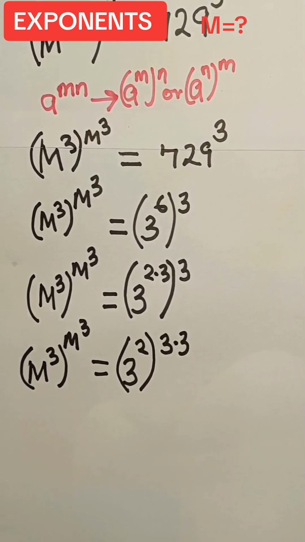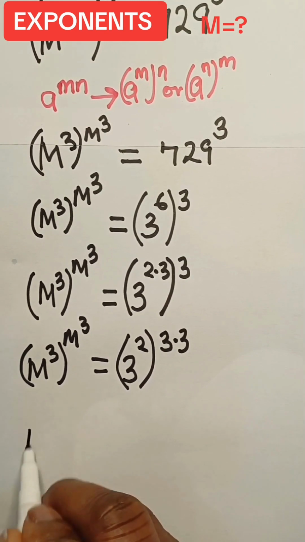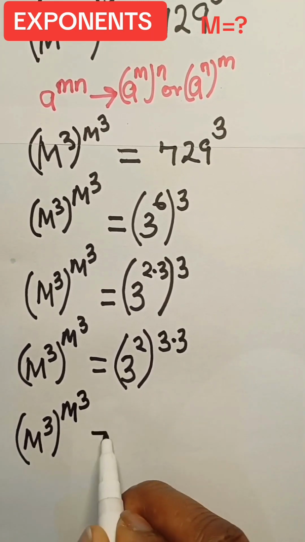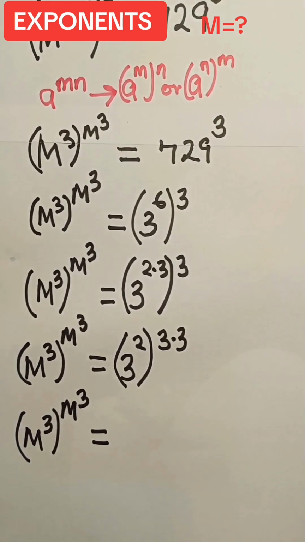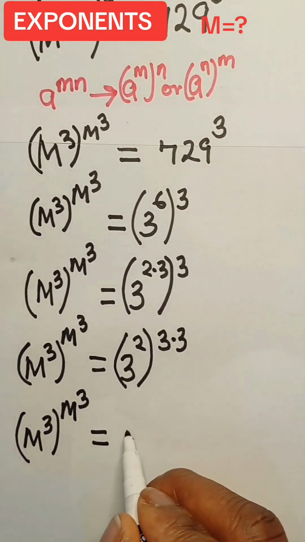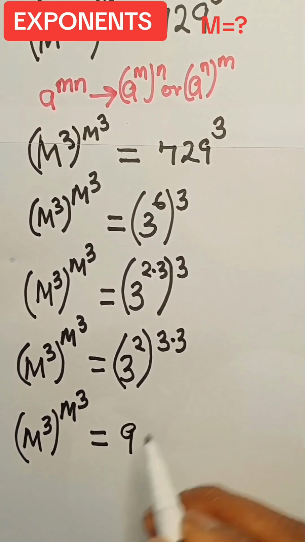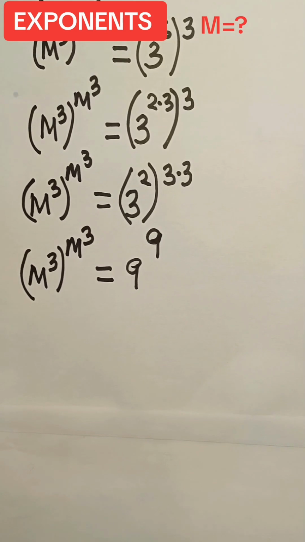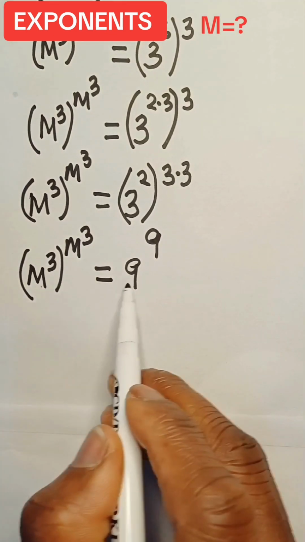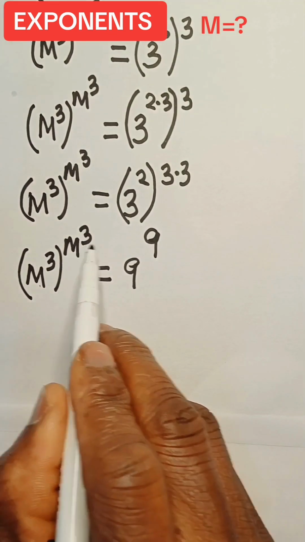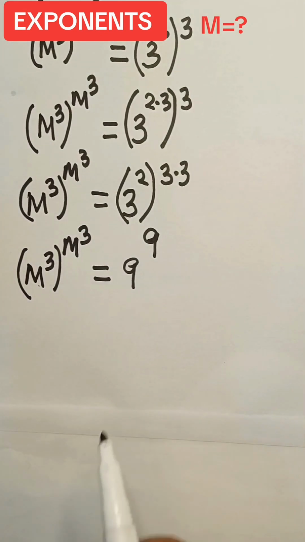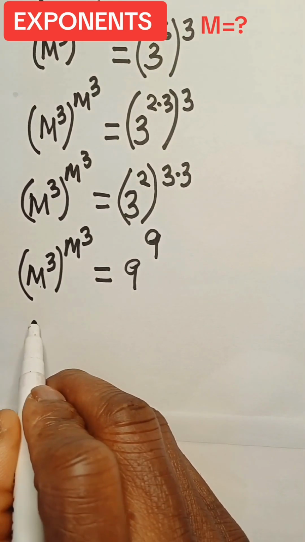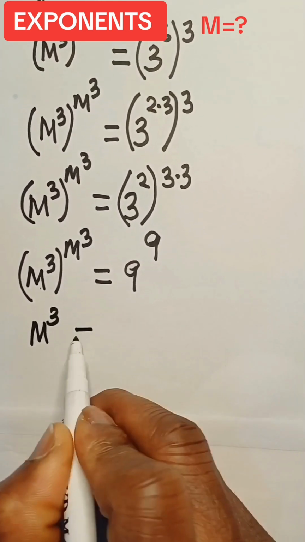Now we will have m raised to the power of 3 on the left hand side. m raised to the power of 3 again is equal to 3 raised to the power of 2, that is 3 times 3, and that is going to give us 9, and 3 times 3 is also going to give us 9. Now the base, we have that m raised to the power of 3 equals 9, and the exponent, we have that m raised to the power of 3 is equal to 9. So we are going to use one of these expressions now to solve for m. So we will now have that m raised to the power of 3 is equal to 9.